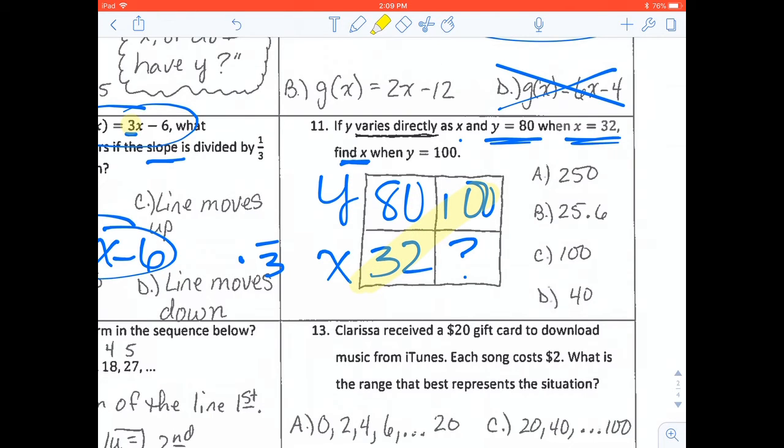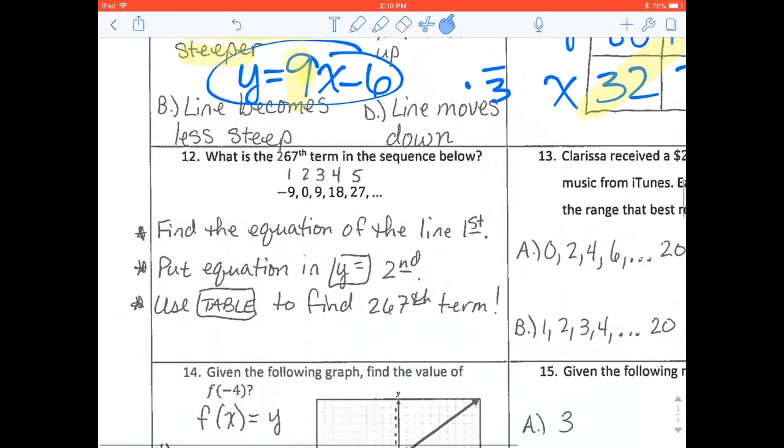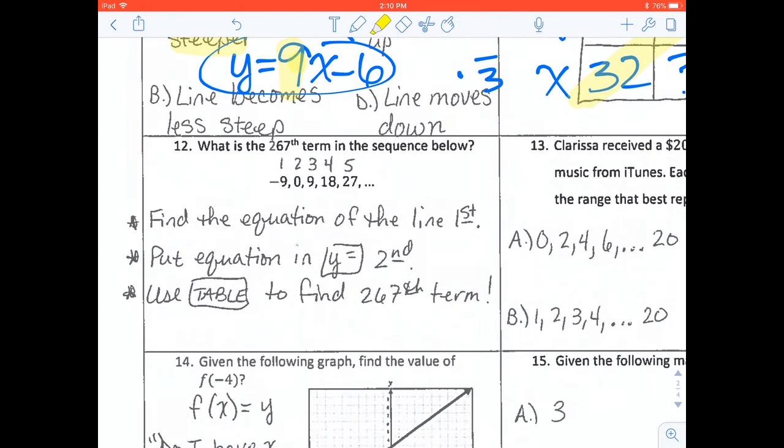12, this is kind of the whammy. It requires you to do a little bit of work here. So on 12, what you needed to do is find the equation of the line first. I needed something I can put in the y equals button to see these numbers in the table. But unfortunately, I don't have anything to put in y equals.